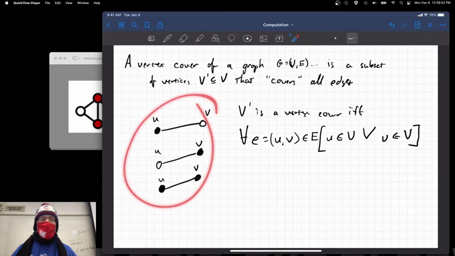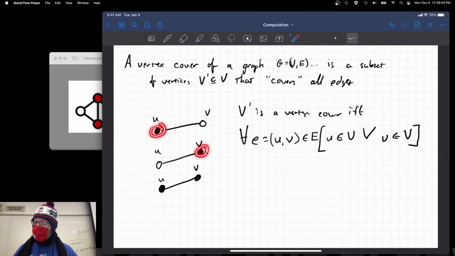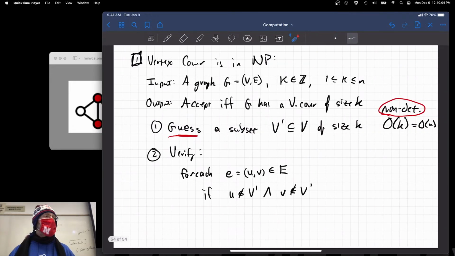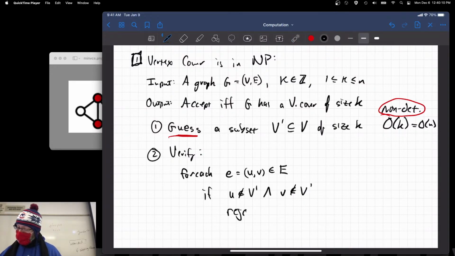That's the picture over here. This one or both is perfectly fine. But when you take the negation of this, what is it? Not, and then this becomes a conjunction, which is exactly my criteria here. If that's the case, then this is not a vertex cover, and I reject. Otherwise, if I don't end up rejecting on any of those edges, I accept.